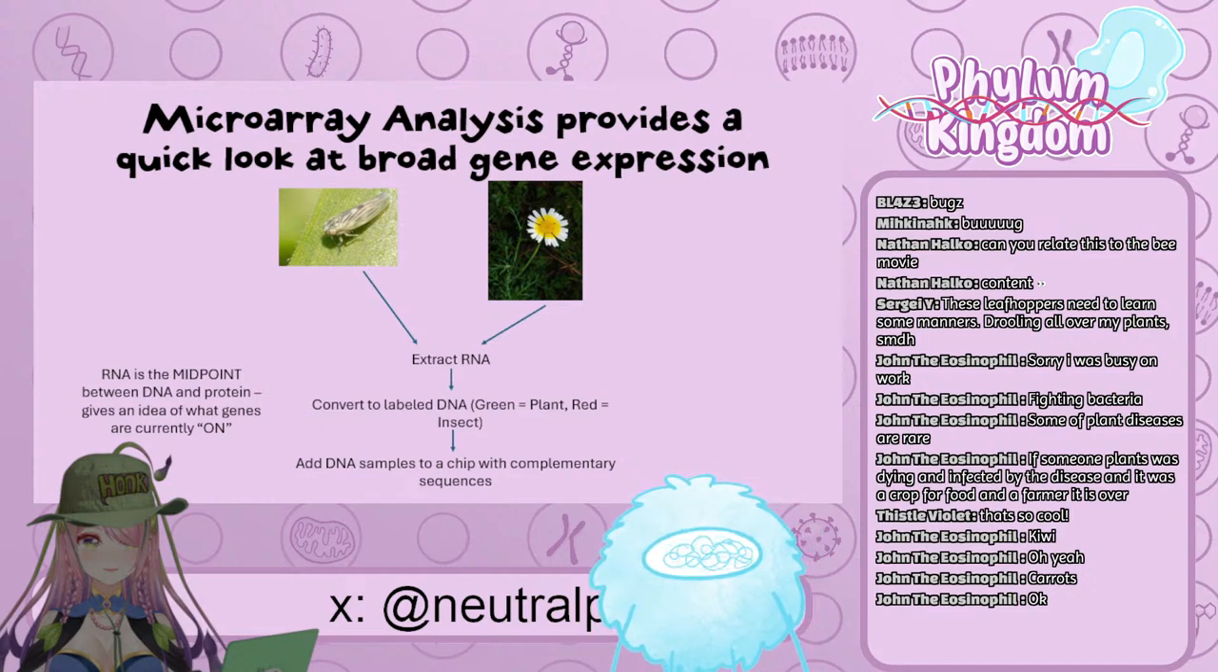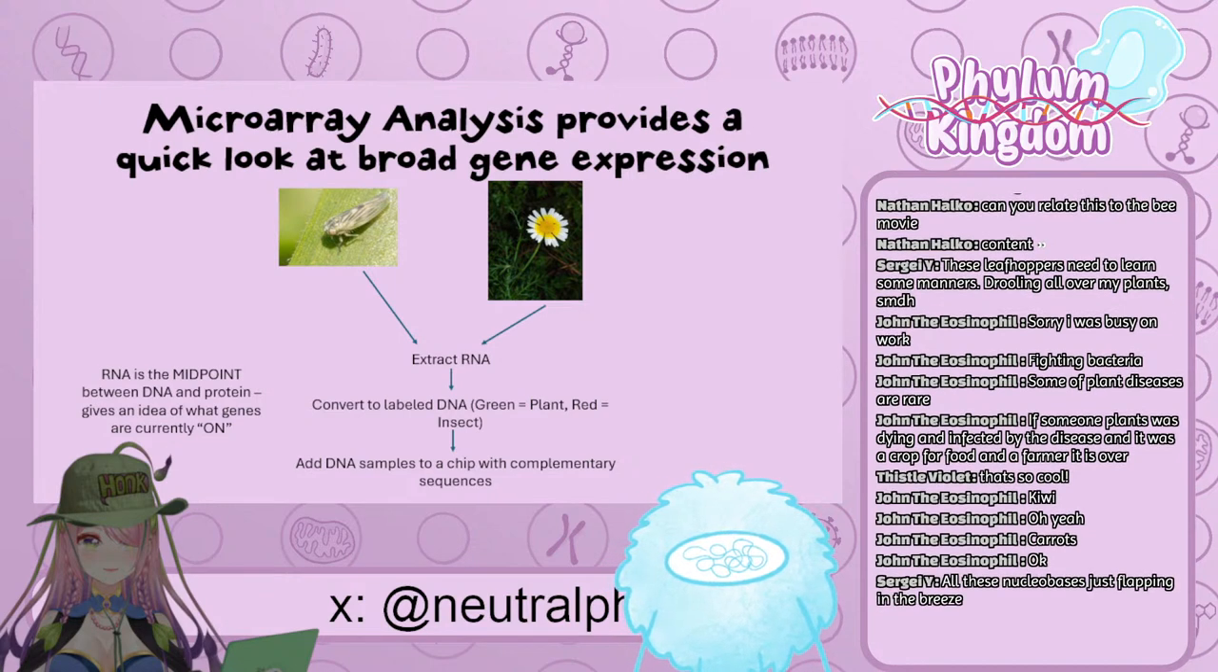So the DNA that was made from the RNA from the insect is labeled one color, so we'll call it red, and then the other sample coming from the plant is labeled with green. So now you have all of the RNA in the species that's been converted into different DNAs, which are then labeled with a fluorescent dye. And so you can take these samples that have been labeled and flow them over a chip that has been printed with complementary DNA sequences.